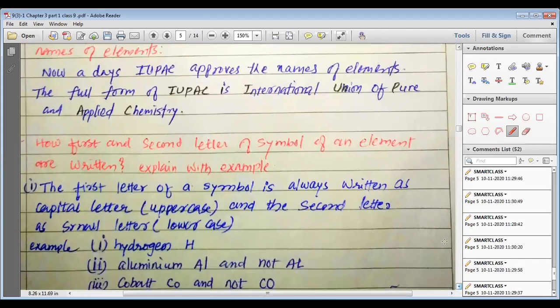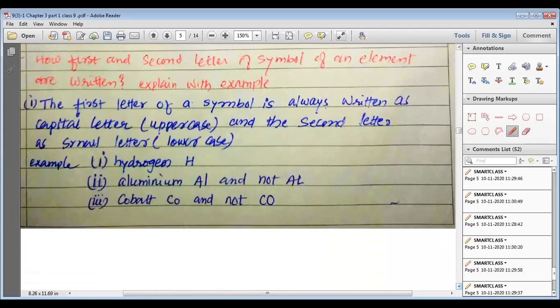चलिए बच्चों, नेक्स्ट टॉपिक पढ़ते हैं. How first and second letter of symbol of an element are written? Explain with the example. If you want to give the symbol to a particular element, how do we give it?